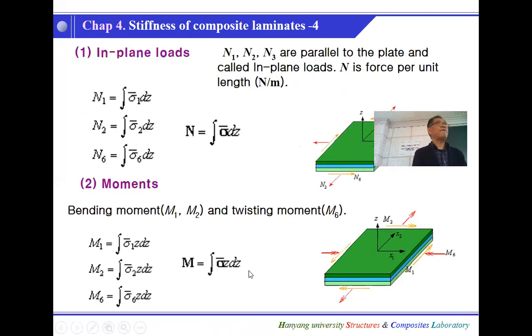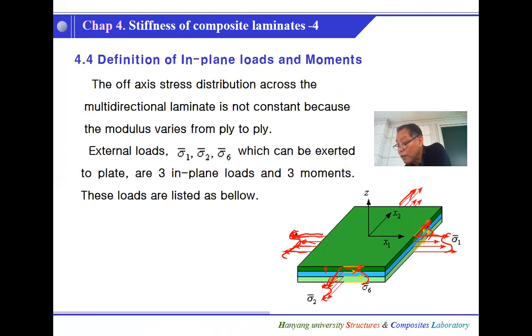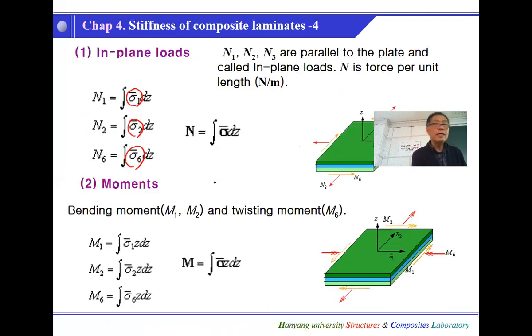Now, we like to define the in-plane load and bending moment. As mentioned, this is sigma 1 bar, sigma 2, and sigma 6, which was indicated by this arrow, okay? And they are all functions of z. So the integration of sigma 1 through z is how we define this term as the in-plane load in one direction.